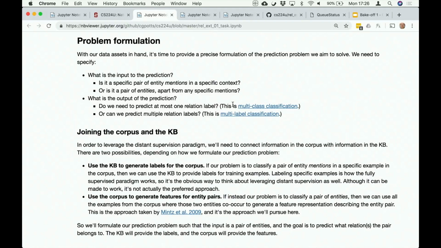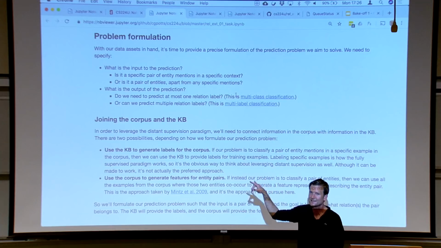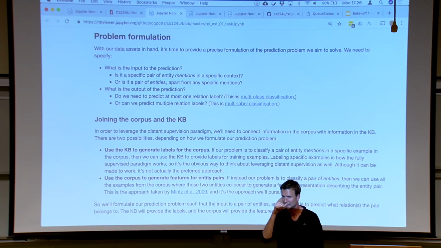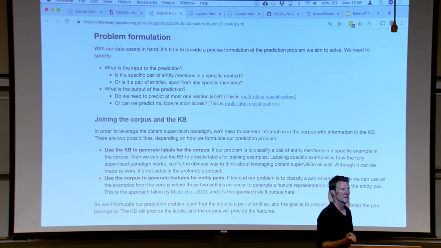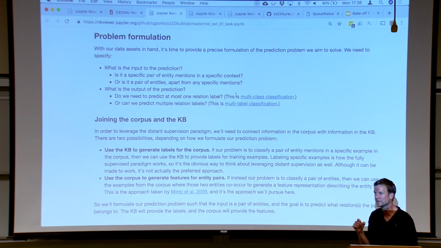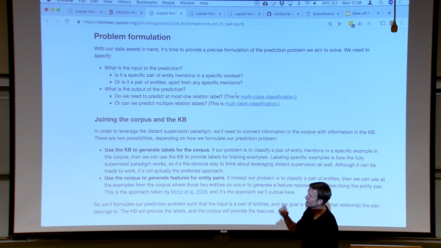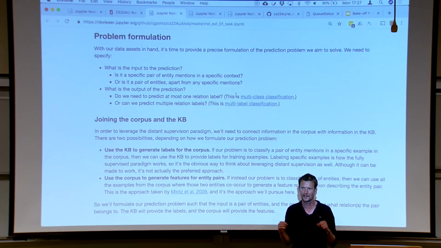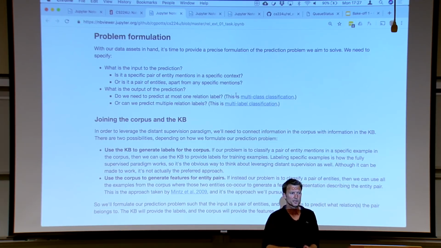The classic formulation of the relation extraction problem was to say the input is a pair of entity mentions in a specific context, in a specific sentence. And for a pair of entity mentions in context, we're going to try to predict the relation that holds between them. There's an alternative, which is to say the unit of prediction, the input to the prediction problem, is instead just a pair of entities. Not a pair of entity mentions, but just a pair of entities abstracted away from any specific context.